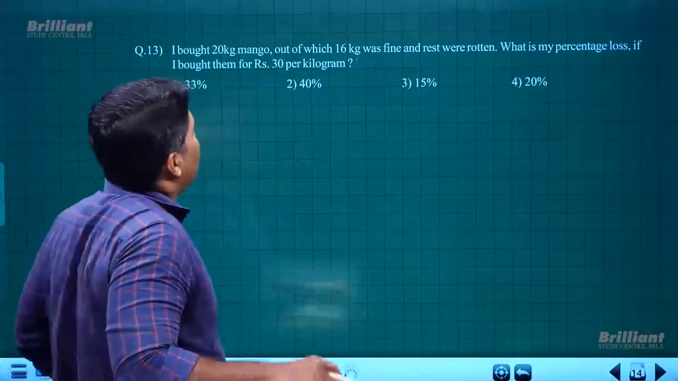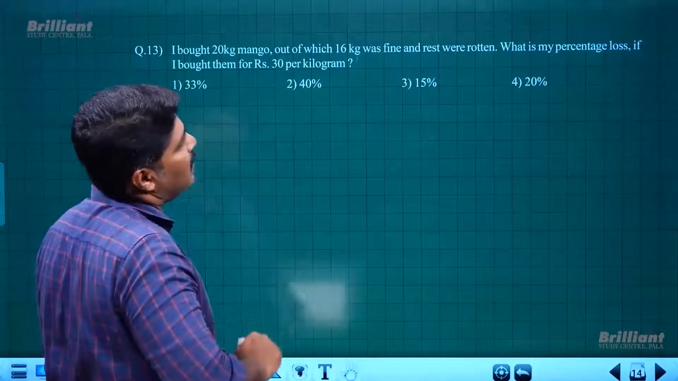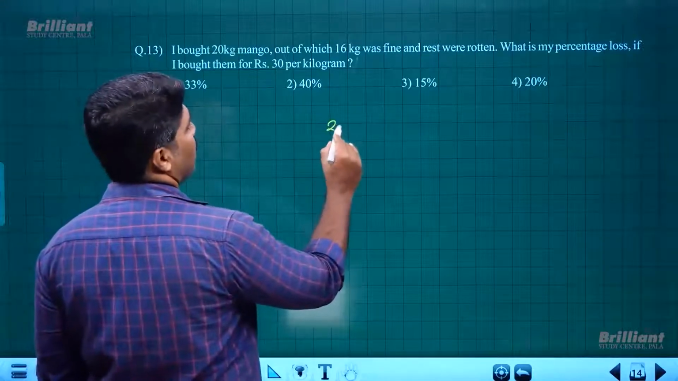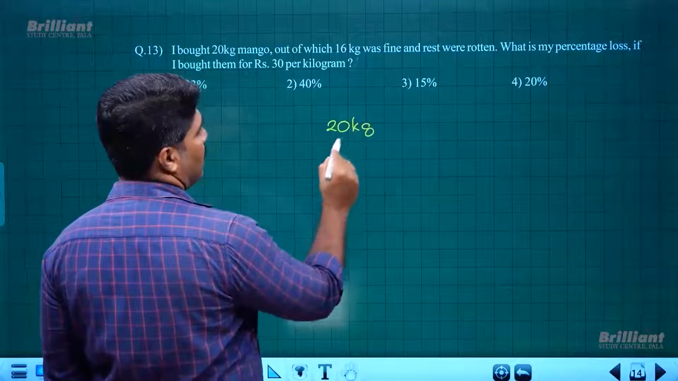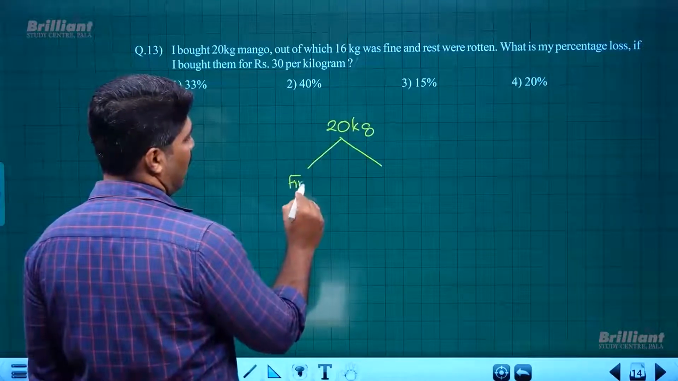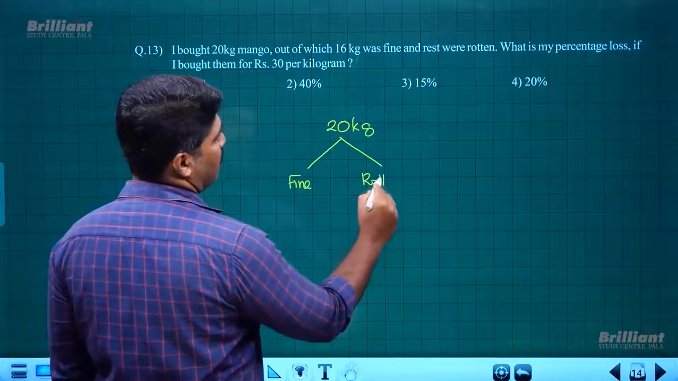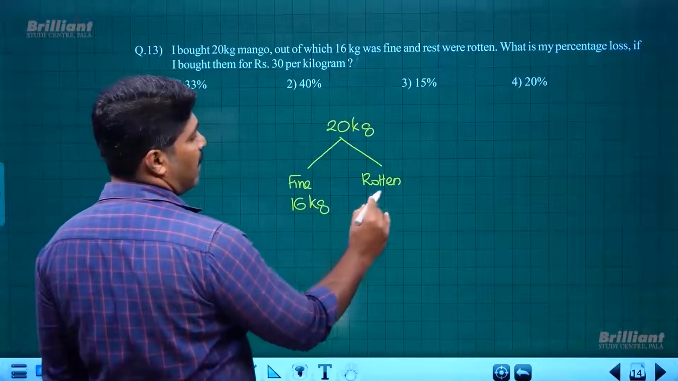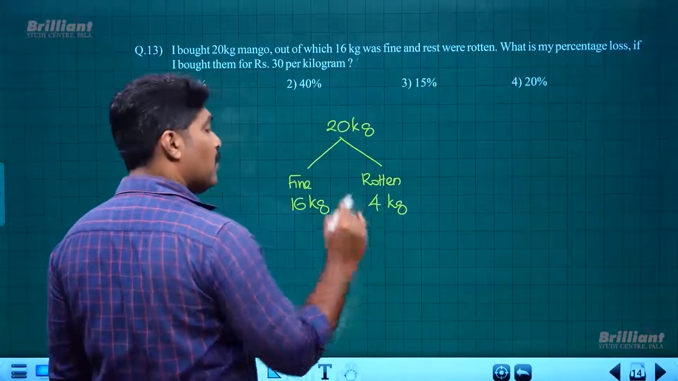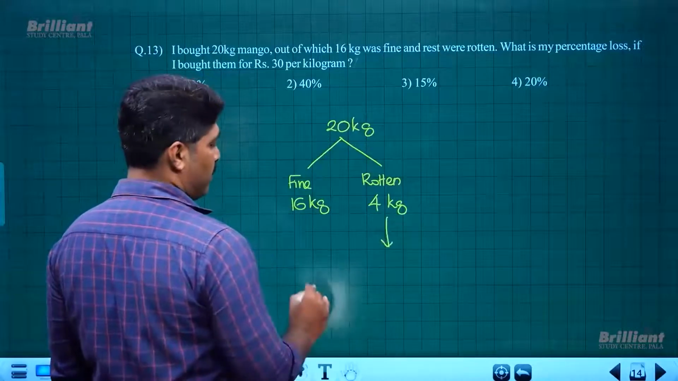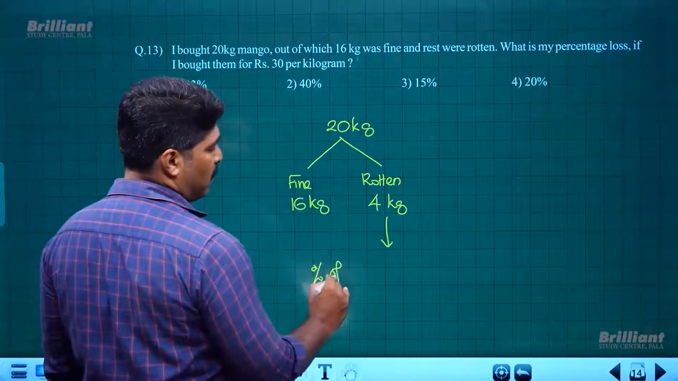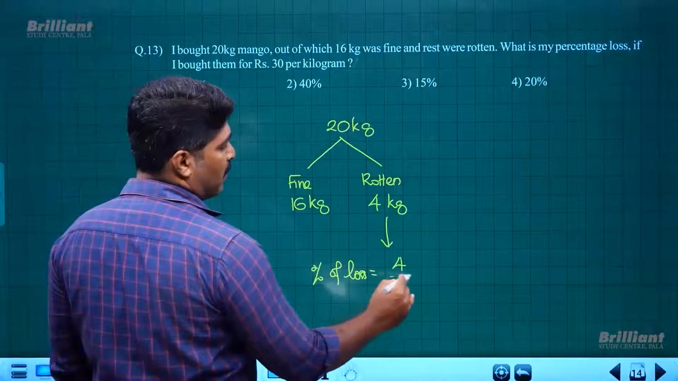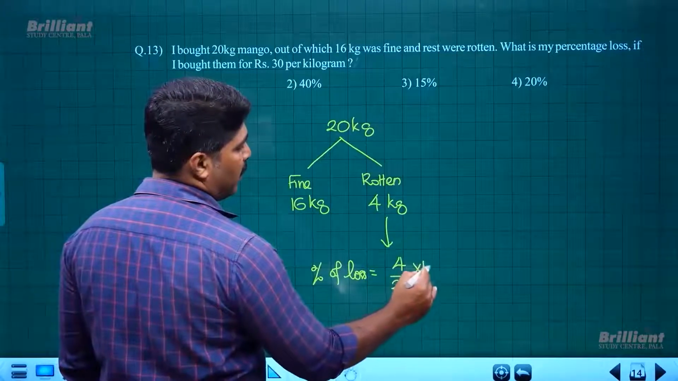Correct? So here it is given that 16 kilogram was fine and the rest were rotten. If we have 20 kilogram in total, here we just consider 16 kilogram fine, so the remaining 4 kilogram is rotten. Therefore, the percentage of loss: out of 20 kilogram, 4 kilogram is rotten. So 4 by 20 into 100.